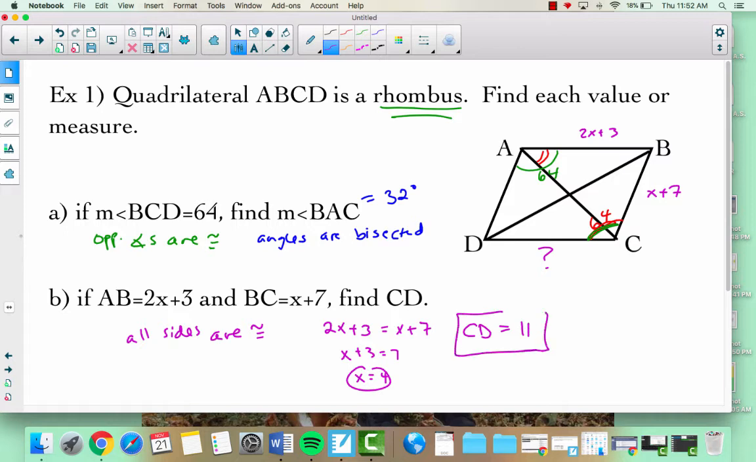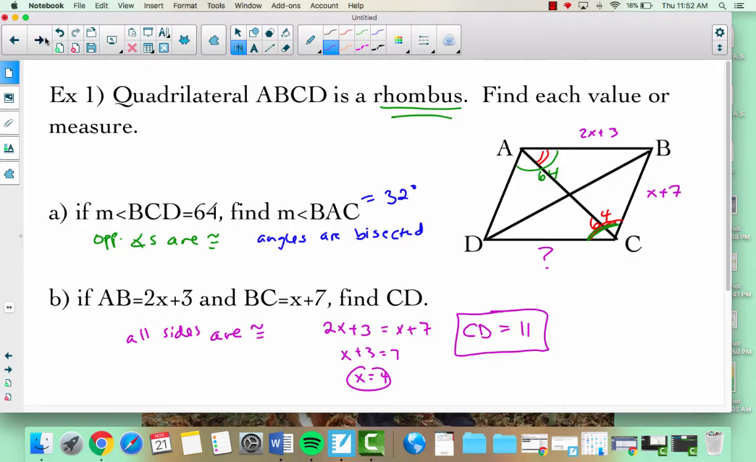So this is the answer they're looking for. Make sure you read specifically what they want, and then make sure you box in your answer. Okay, so similar with the square, same kind of rules. Find what is congruent, set up your equations, and then you should be good to go.